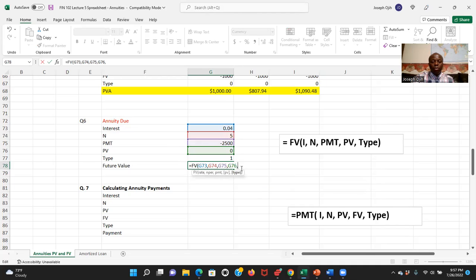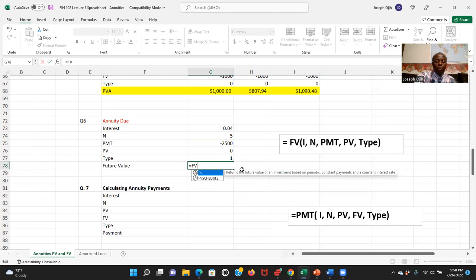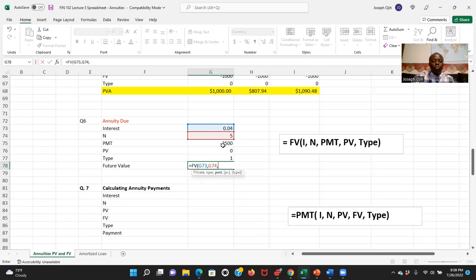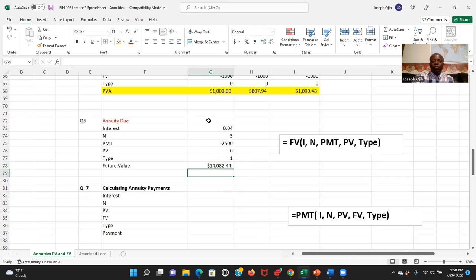Okay, let me undo this. Again, future value, FV, opening parentheses, interest, comma, number of periods is 5 years, comma, payment is 2,500, comma, present value, there's no present value, so it's 0, comma, type again for the beginning of the period, so type will be 1. Then close the parentheses, press the enter key, and it gives you the future value. So this is for annuity due.